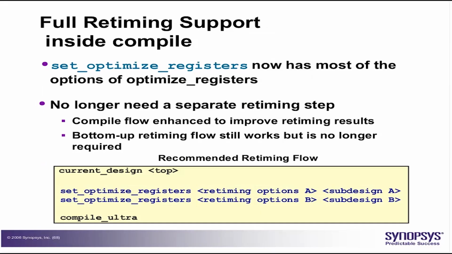It contains most of the functionality of optimize_registers. How do you do it? You say set_optimize_registers with some options, whatever is available or whatever you want to use. You tell what designs you want to do the optimization on, and then do a compile. So the compiler will look for the designs on which you have set this optimize_registers, and then it will try to retime only that part of the design. So you could use it selectively on some part of the design. Right?